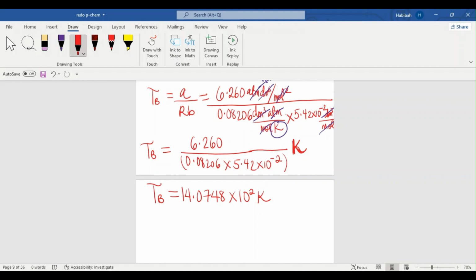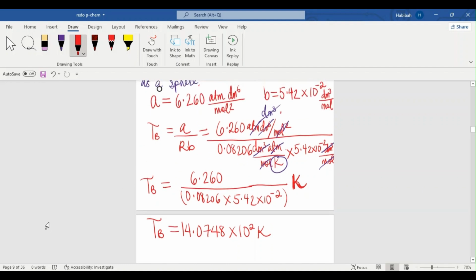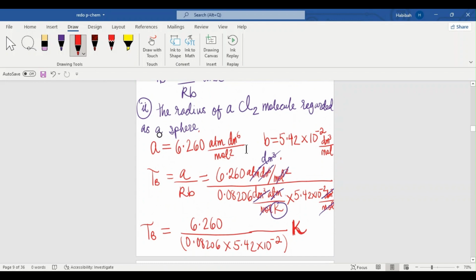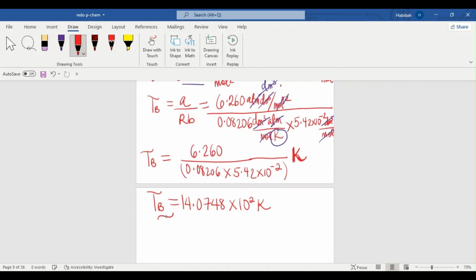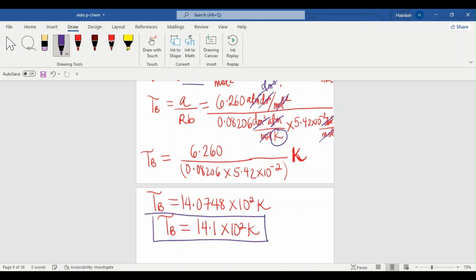So that's the answer. Now, let's not forget that the van der Waals parameters given to us are one in 4 sig figs and one in 3 sig figs. So we're going to pick the lowest number of significant figures for our final answer. Therefore, we put this answer in 3 sig figs: 14.1 times 10 raised to the power of 2 Kelvin. That is the answer, and that's how you find the Boyle's temperature.